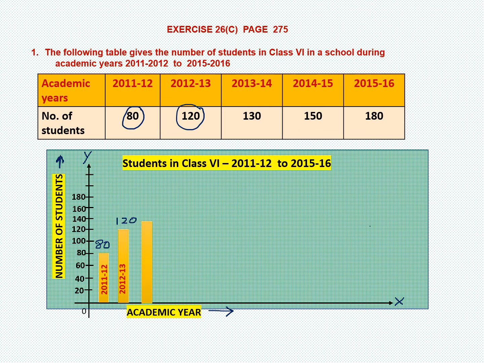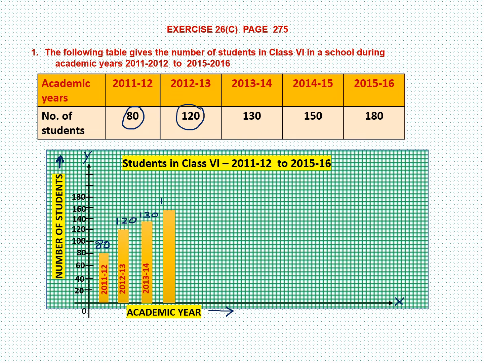Now let's go to the next one. We have the third one, which is 130, 2013, 14. So that is 130. Next bar is going up to 150. So where will you find 150? Between 140 and 160, halfway mark, just like we did for 130. 130 is between 120 and 140.